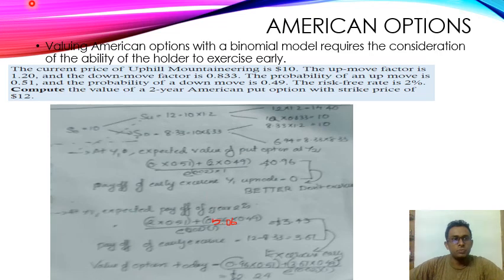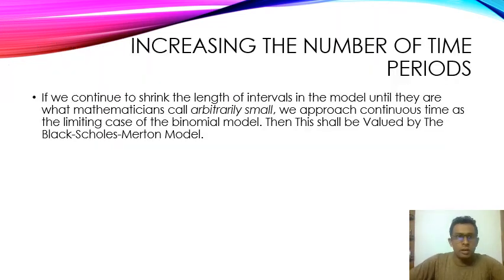Hope you are clear. Increasing the number of periods: if we continue to shrink the length of the intervals in the model until what mathematicians call arbitrarily small, we approach continuous time as the limiting case in the binomial model. So what happens is, if we continue to reduce the time, there will be more and more branches, and it would be difficult for us to value like we valued in this particular video. So for this, there is another model called the Black-Scholes-Merton model, which will be discussed in coming videos.